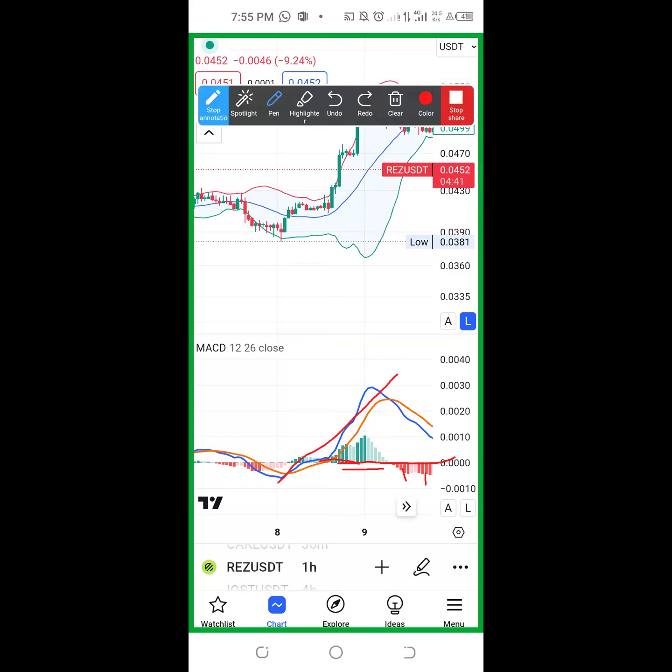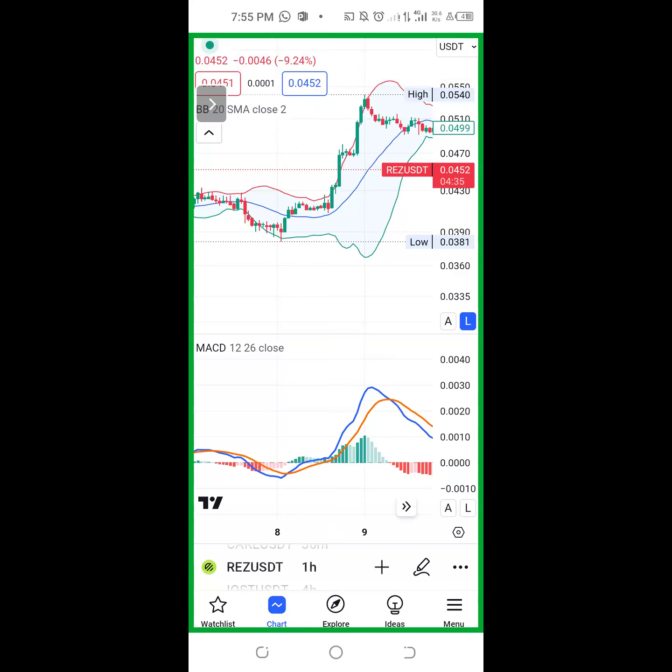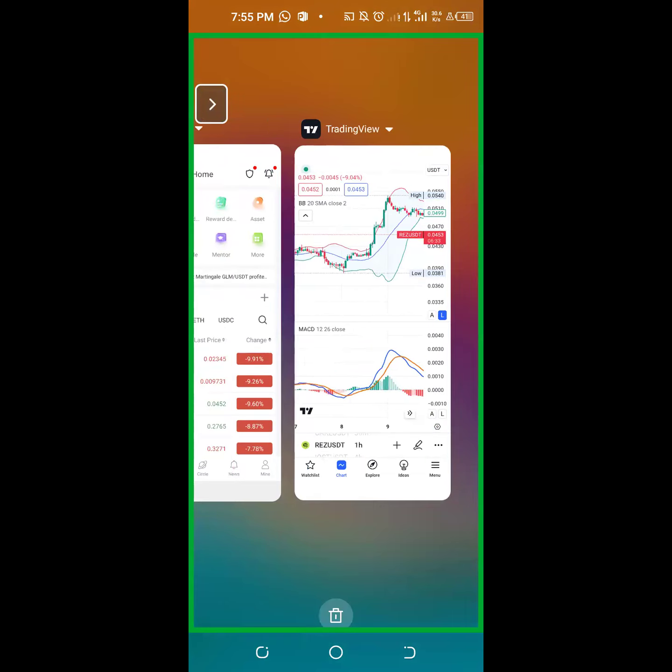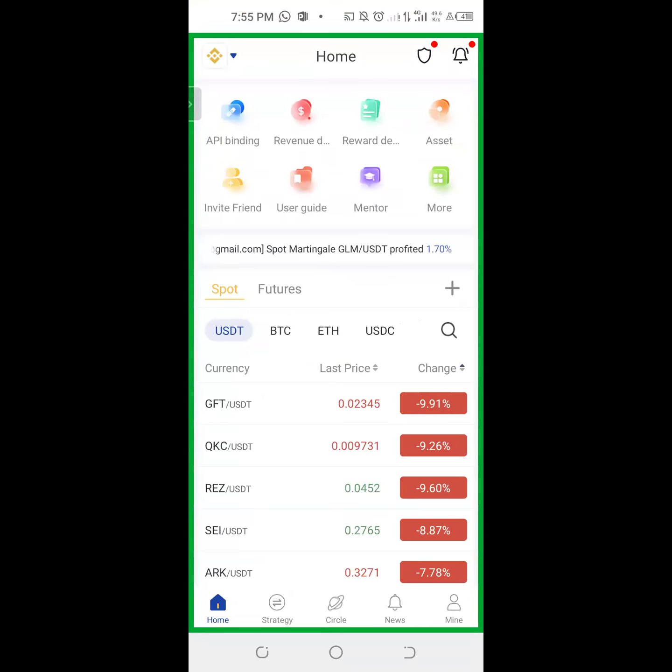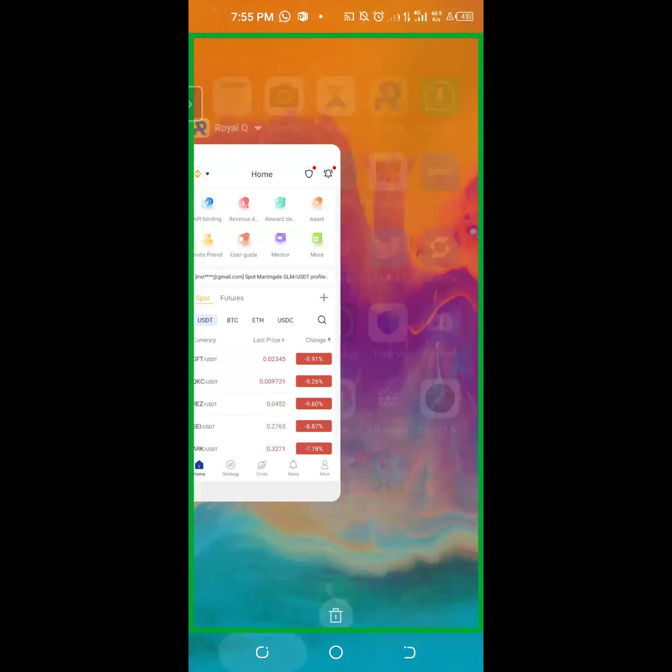But if it travels below, maybe it's crossed under the zero line, take more profit like 1.5% or 2%, so that the bot can be able to give you profit very fast. So how do you now use it?